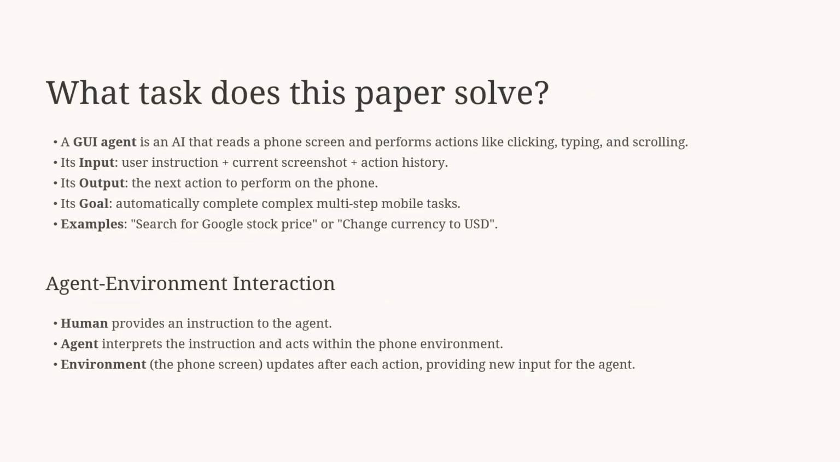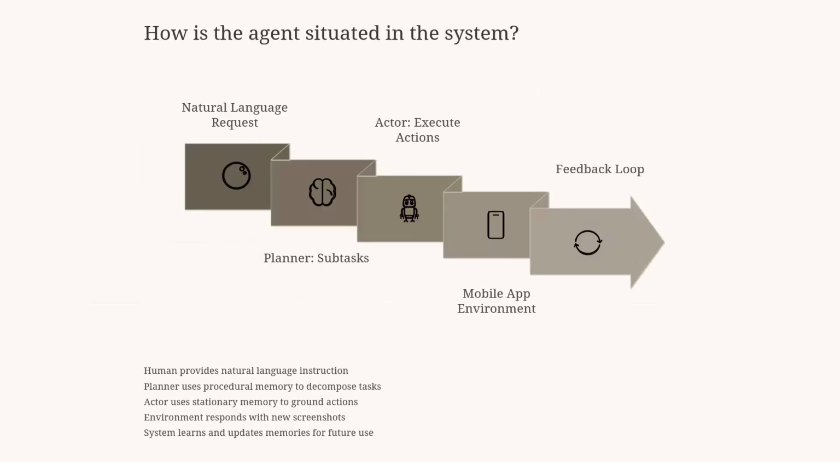What task does the paper solve? This paper studies mobile task automation. So basically a GUI agent gets three inputs: the user instruction, the current screenshot, and the action history. Then it tries to predict the next action, such as whether to tap, type, or scroll. Its goal is to complete multi-step tasks automatically. For example, it may search for Google stock price or change the currency settings to US dollars.